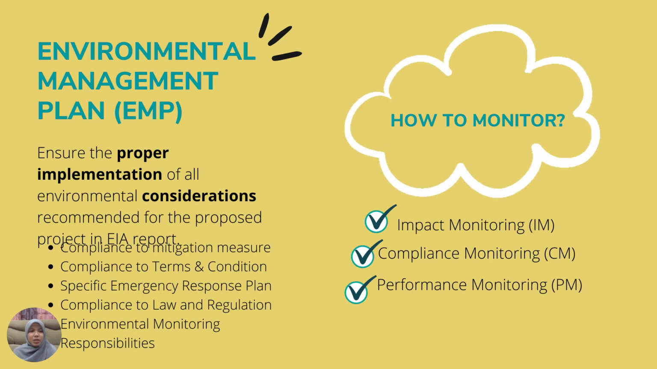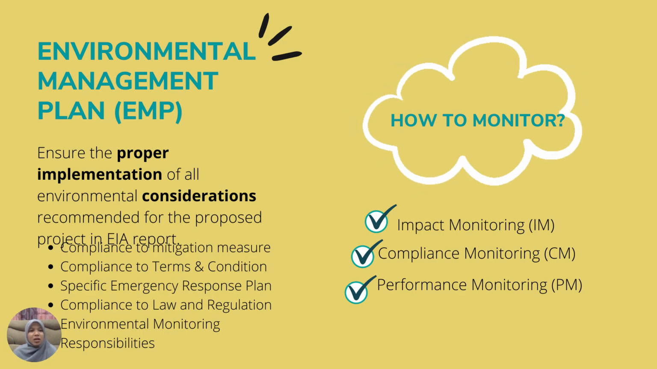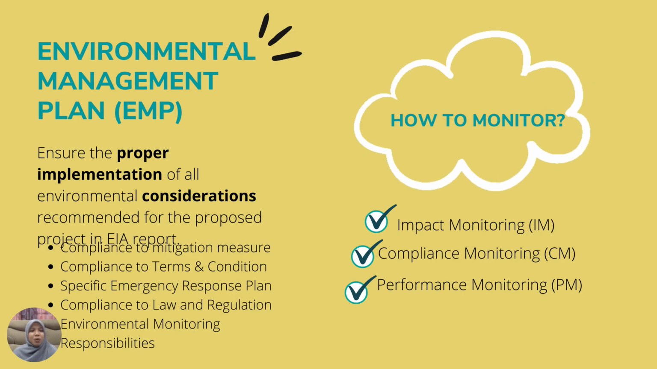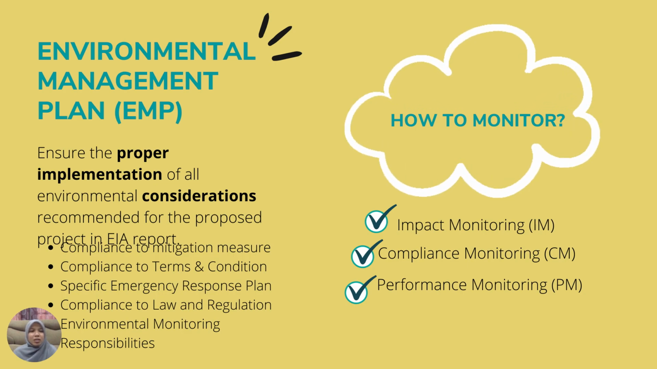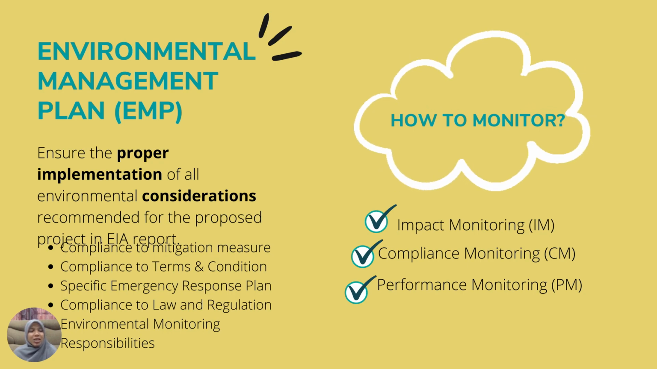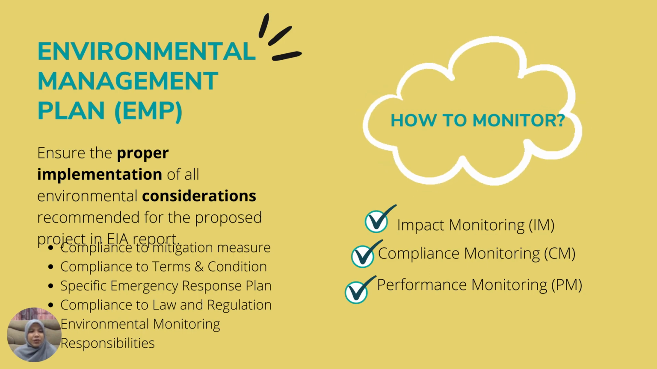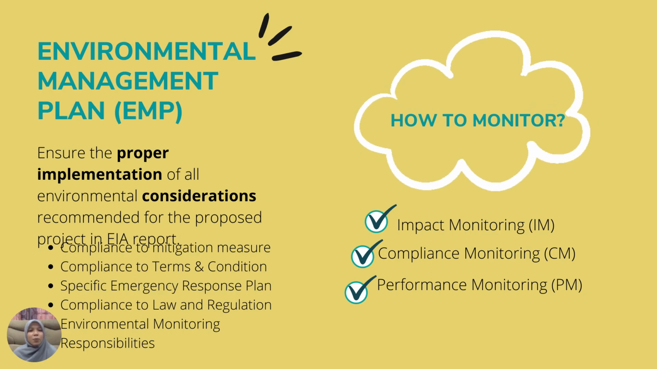And next, we move to the environmental management plan. It is to ensure the proper implementation of all environmental considerations recommended for the proposed project in the EIA report. It must have compliance to mitigation measures, compliance to the terms of condition, a specific emergency response plan, compliance to law and regulation, environmental monitoring, and must have the responsibilities. How to monitor the EMP? We use impact monitoring, compliance monitoring, and performance monitoring.